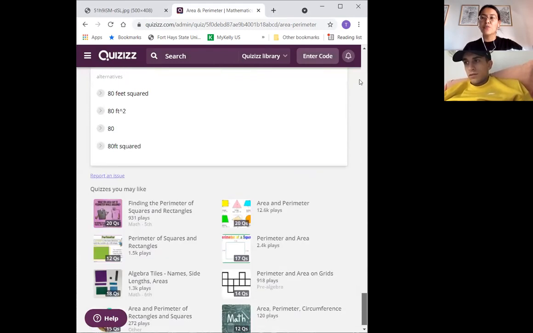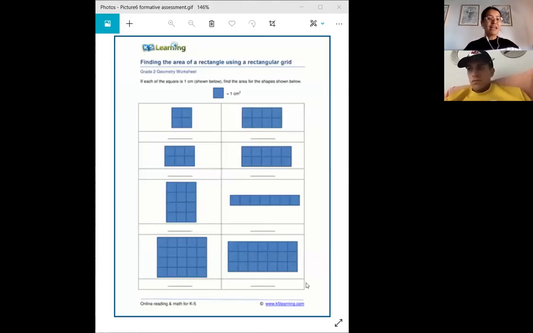So I'm going to make the kids take it. And once they're done with the quiz, I'm going to go ahead and work on their assessment. Okay, this is the assessment I found very interesting, and I want the kids to do it. It's finding the area of a rectangle using a rectangular grid or square units. So let me go ahead and share what I found here. Okay, so the kids will be able to count the square units and then put the number here of how many square units are in one shape. So let's go ahead and mimic the first problem that they'll work on.